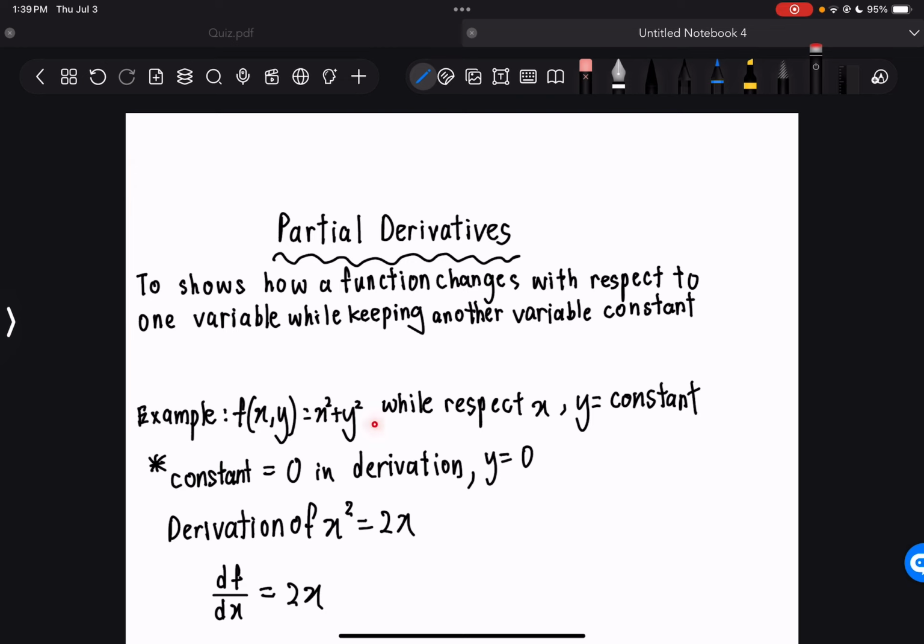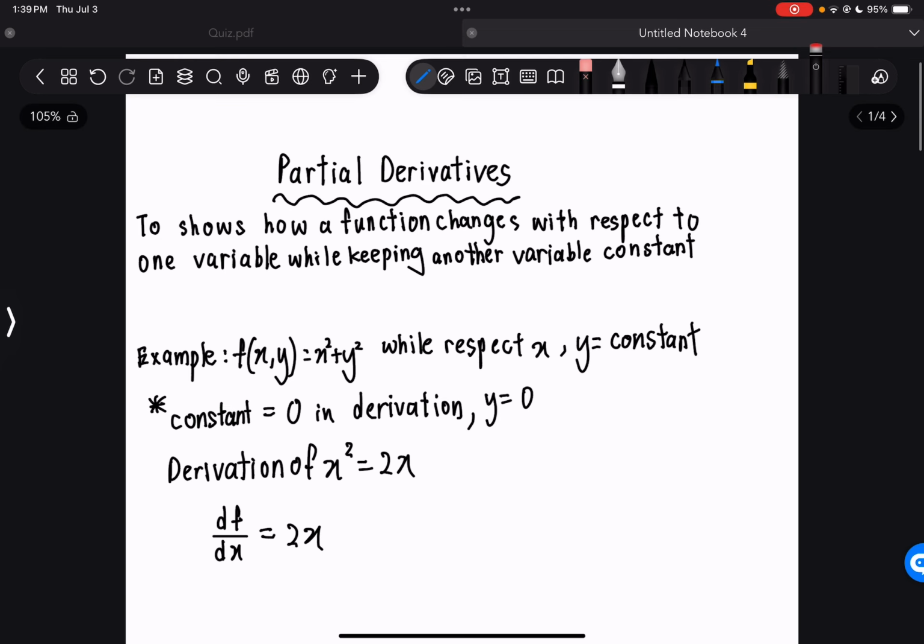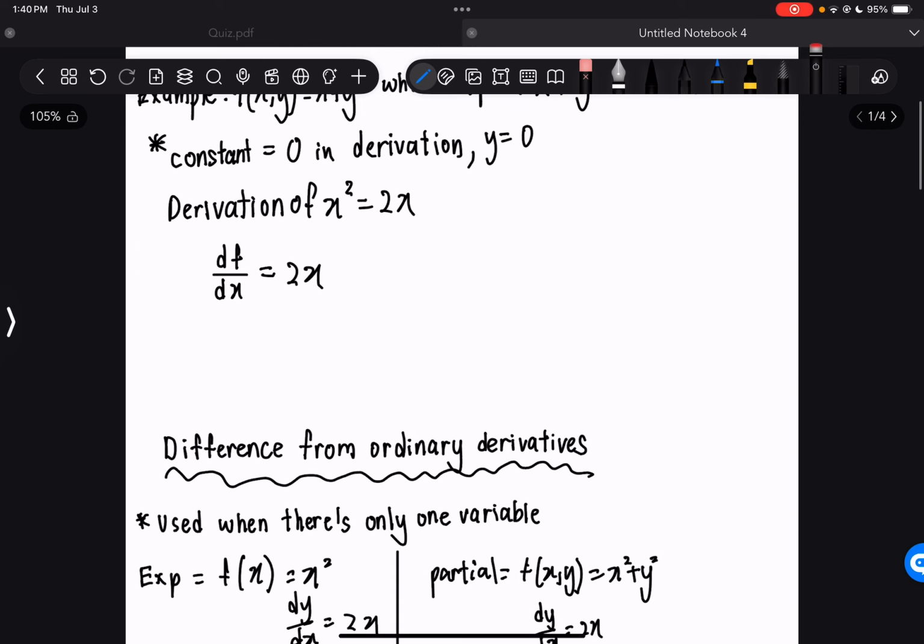And the question states with respect to x, so we know that our y is constant. Our constant is equal to 0. This is because of the rule of derivation: a constant is always 0 in derivation. So our y is equal to 0, and the derivative of x squared is 2x. So from this, we know that our answer of df over dx equals 2x.